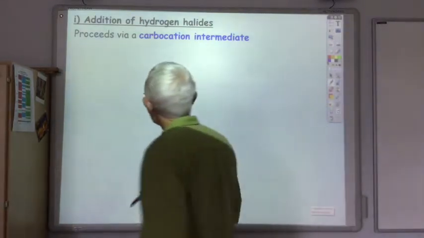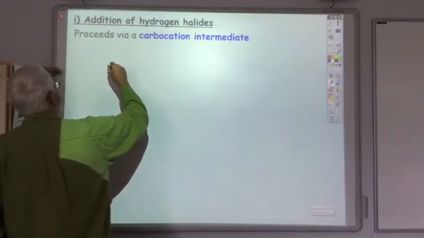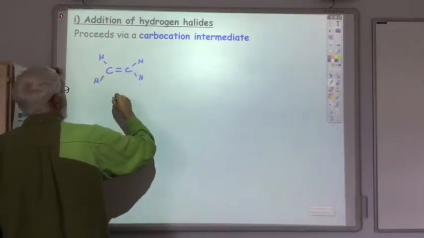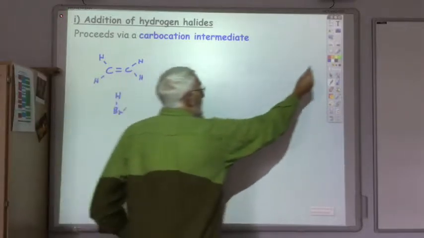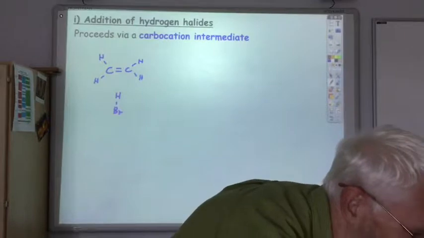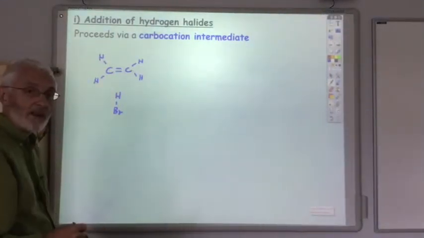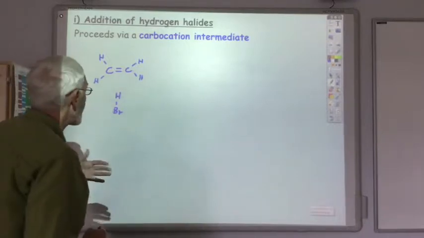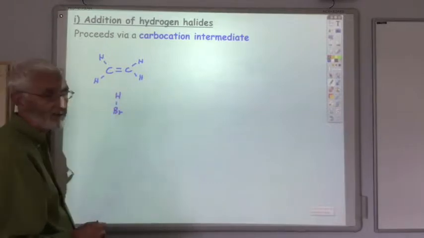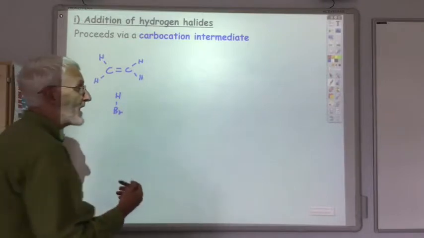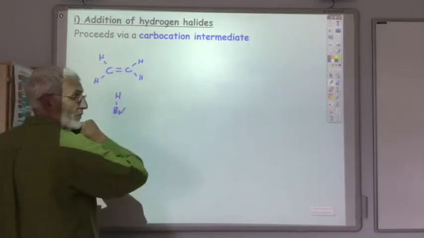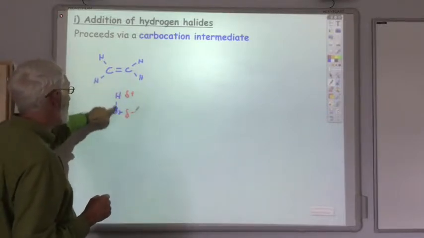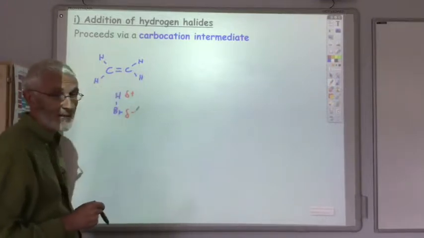So let's look at a simple alkene and what happens when we add a hydrogen halide like HBr. What we're going to get is electrophilic addition. This carbon-carbon double bond is very electron-rich and will get attacked by electrophiles. The electrophile in this case is the hydrogen end of the HBr molecule, because the HBr molecule is very polar. The bromine is far more electronegative than the hydrogen, so the hydrogen is slightly positive and the bromine slightly negative. So the H end of the HBr molecule is an electrophile and will attack the C-C double bond.